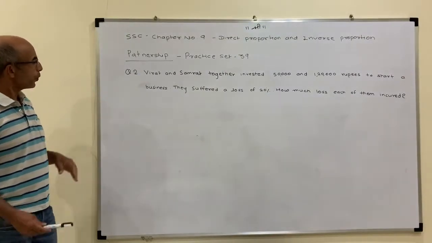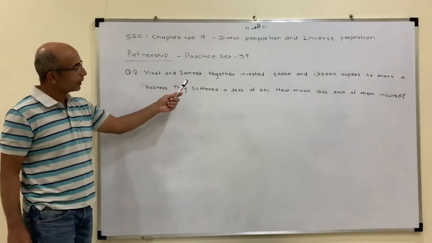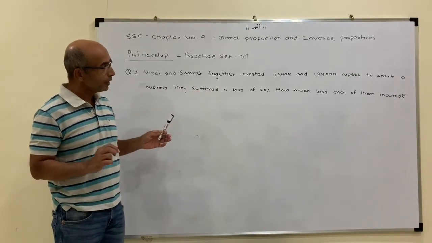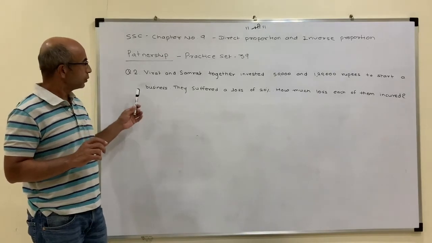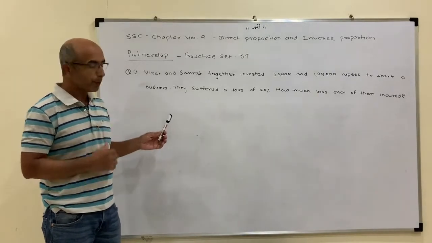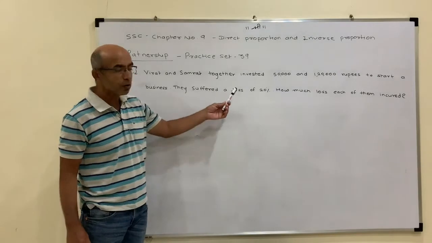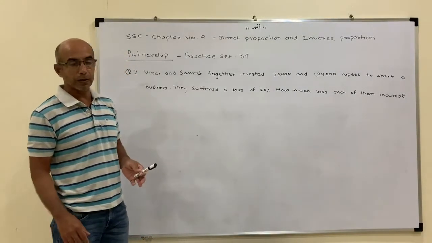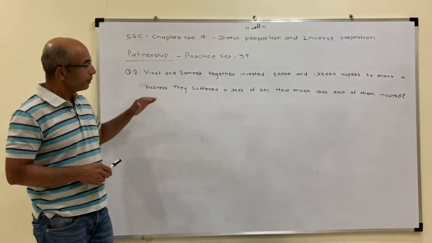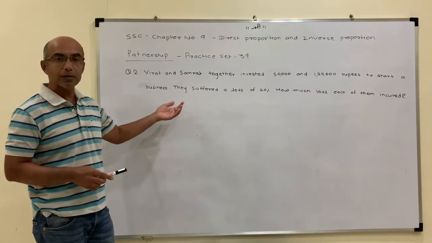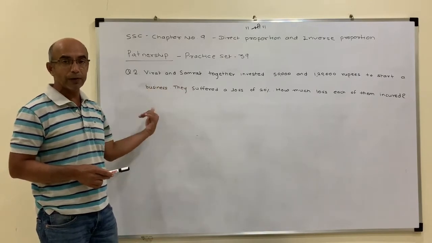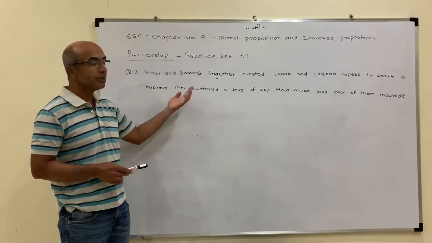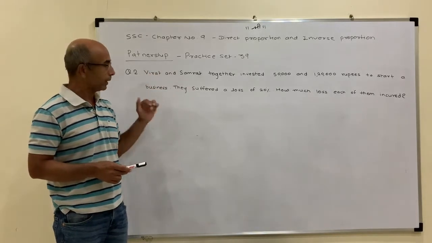Question number 2. Virat and Samrat together invested 50,000 and 1,20,000 rupees respectively to start a business. They suffered a loss of 20%. How much loss did each of them incur? Here, in the previous question, they gave us the ratio in which they invested. This time they didn't give us a ratio. They gave us the actual amount these two partners invested.